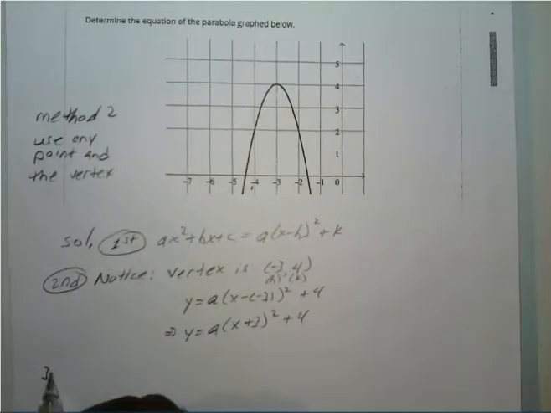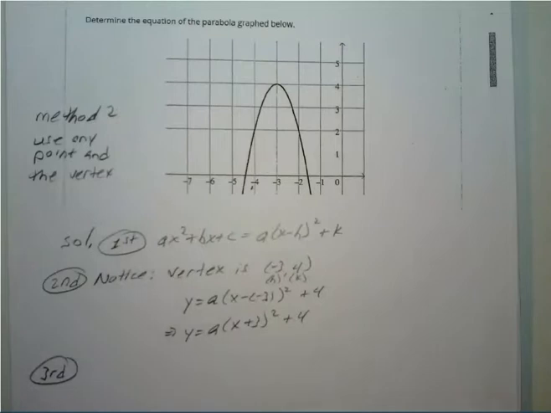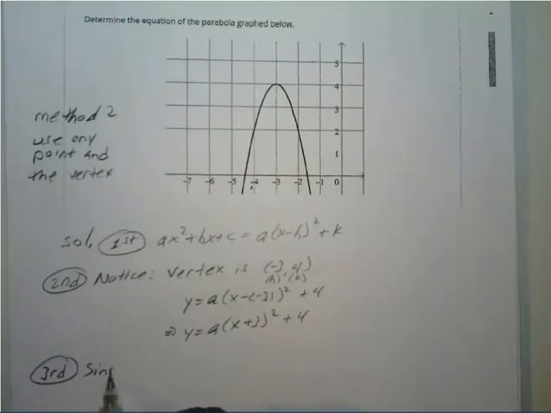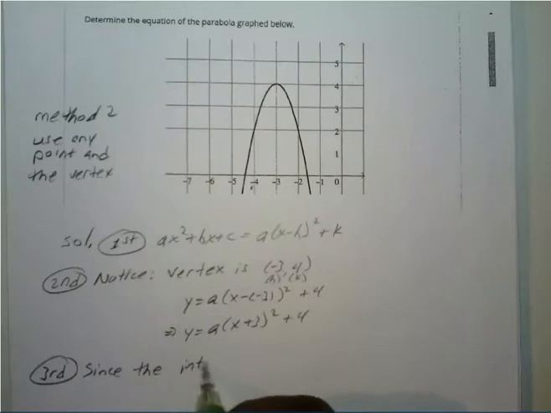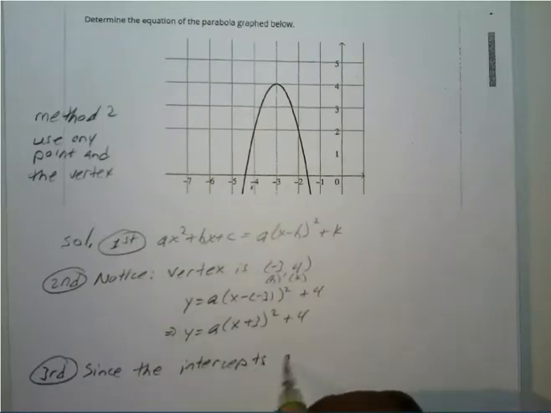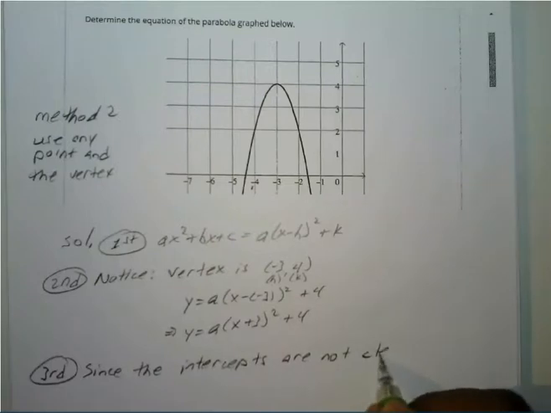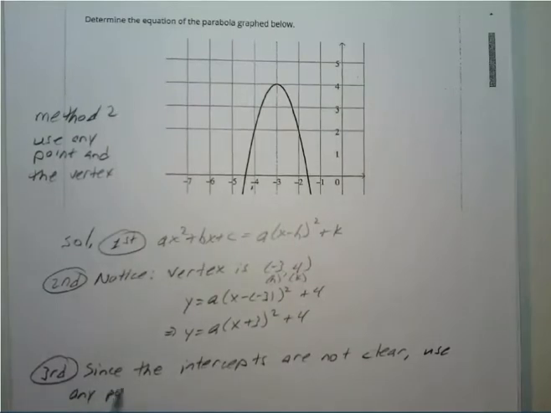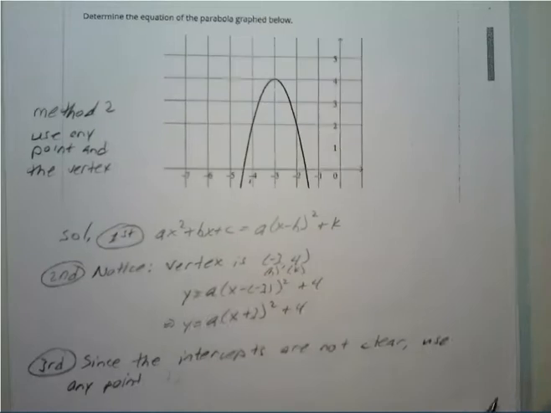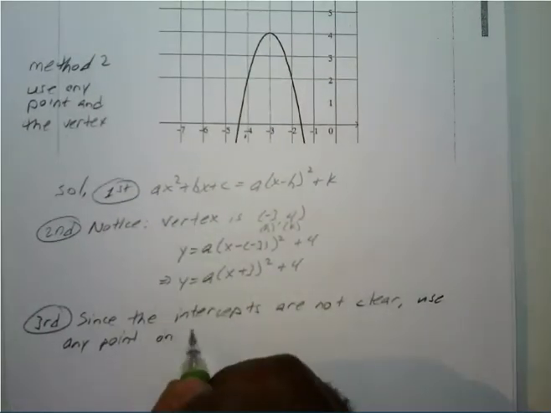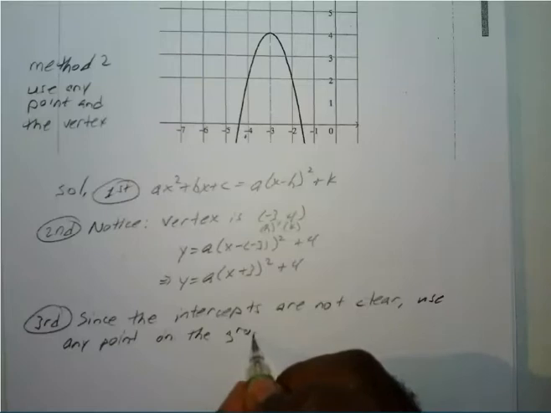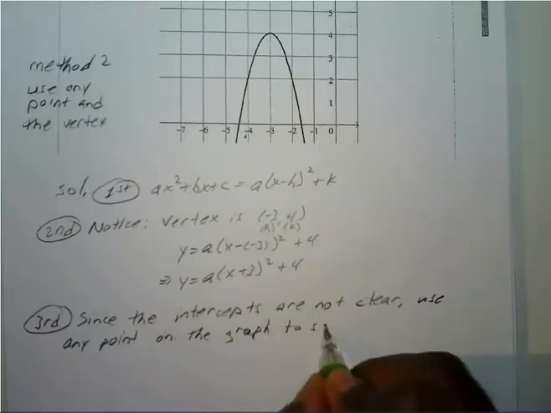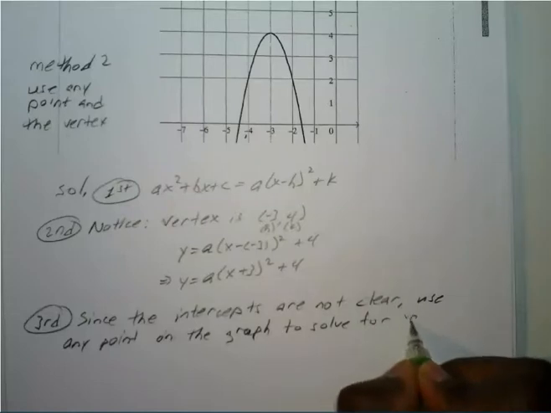Or we can make that y equals a times x plus 3 squared plus 4. Now, before we could use the x and y intercepts, but since the intercepts are not clear, use any point on the graph to solve for our unknown a.